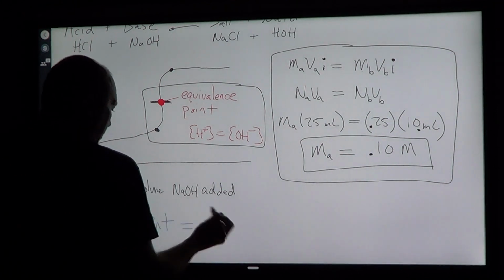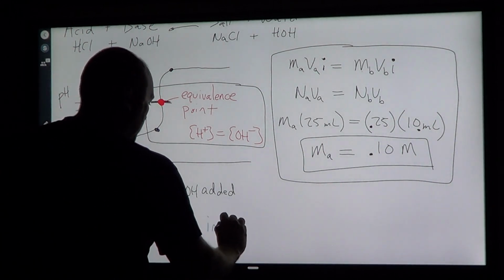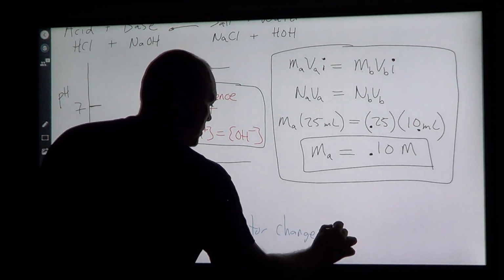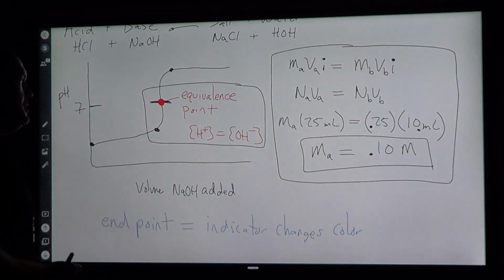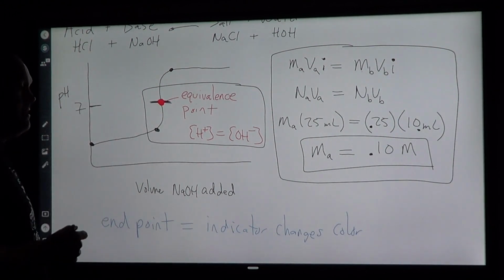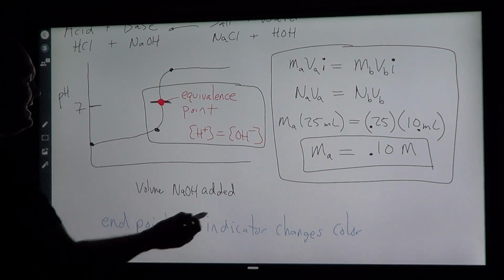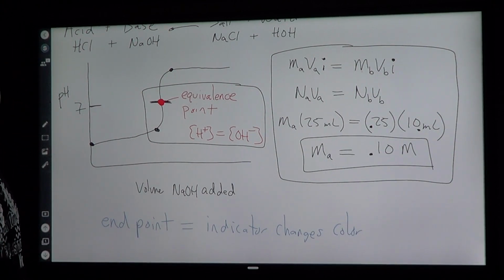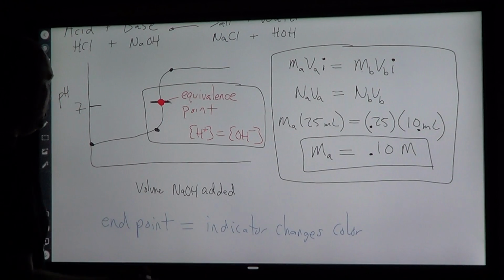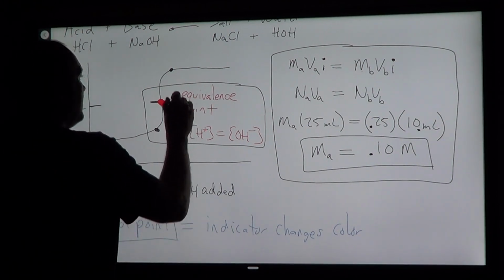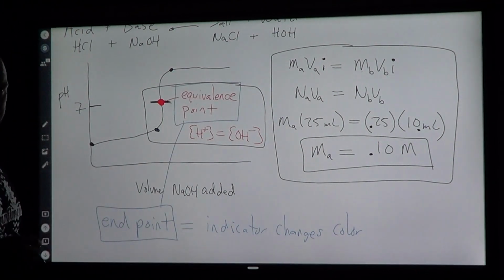The definition of the endpoint is the point at which the indicator changes color. So if you know your equivalence point is going to be at 7, okay, then you want to pick an indicator that will change color at 7. So you got to look on the little table in the book, and some of them will change color at 7, some of them will not. But you need to pick one where the end point will happen at the equivalence point.